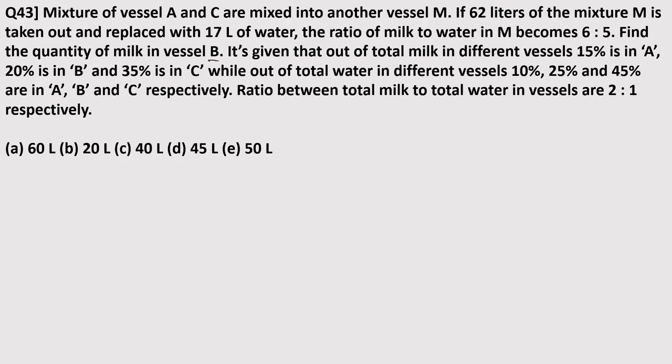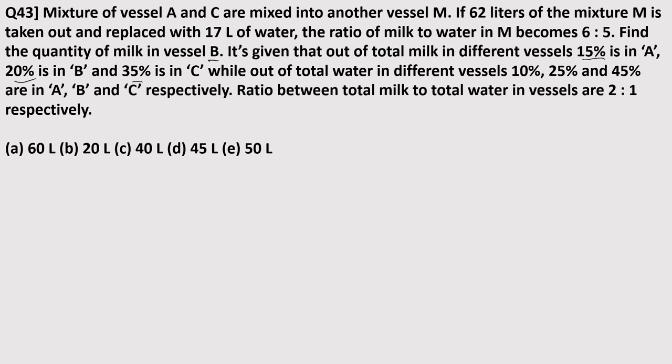In the above we talked about vessel A, C and M. It is given that out of total milk in different vessels, 15% is in A, 20% is in B, 35% is in C. Now guys, the thing to note here, why I told you comprehending this question is difficult, because 15% is in A, 20% is in B, 35% is in C. Total is how much? This is coming out to be 15 plus 20, 35, plus 35, 70%. So we are left with other 30%. Those 30% can be in other vessels. No information is given. The other vessels can be X, Y, Z, whatever it is.